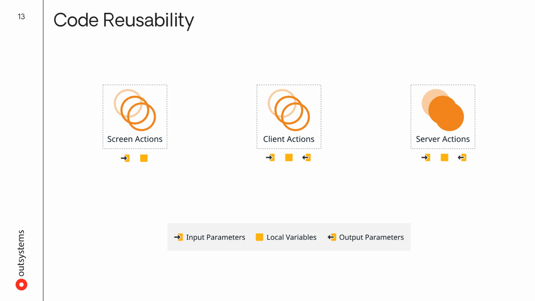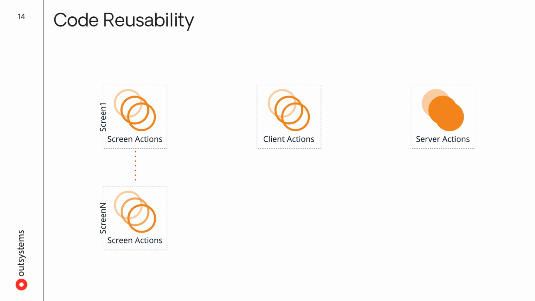It's also important to note that screen actions may have input parameters and local variables, whereas client actions and server actions may also have output parameters. Within an app, several screens will exist, and inside each screen you can define multiple screen actions. Screen actions may reuse other screen actions from within the same screen, but not from other screens. Remember that the scope of screen actions is limited to the screen where you define them.